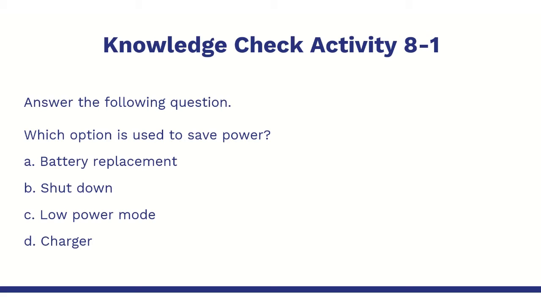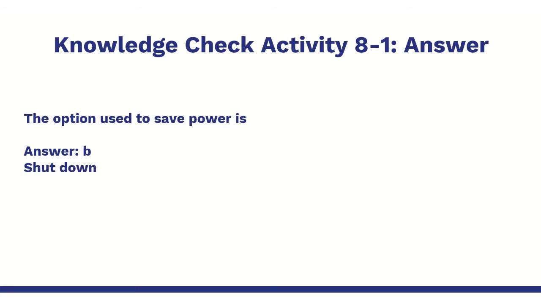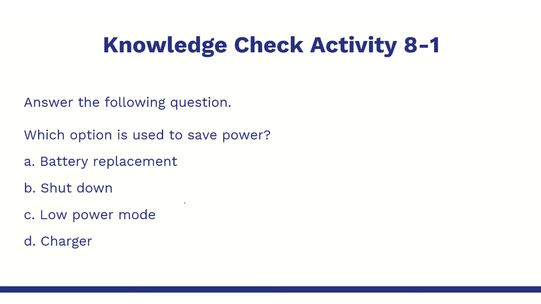Let's do a quick knowledge check. Which option is used to save power? Battery replacement, shutdown, low power mode, or charger? My take is if you want to save the power, then you should shut down the computer, right? That saves the power absolutely. So that's the answer. You need to shut down in order to save the power.